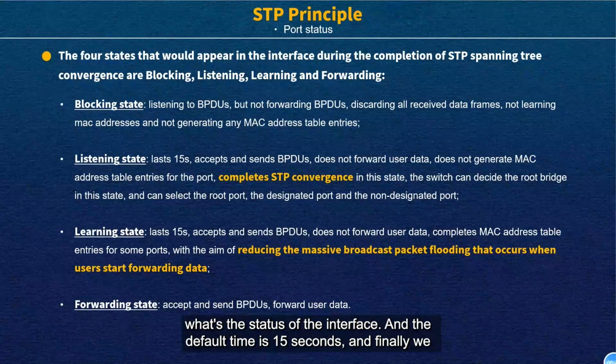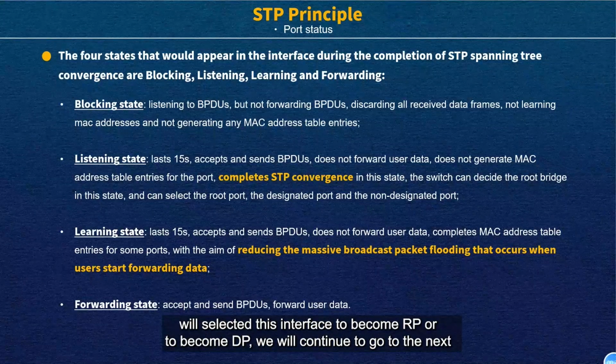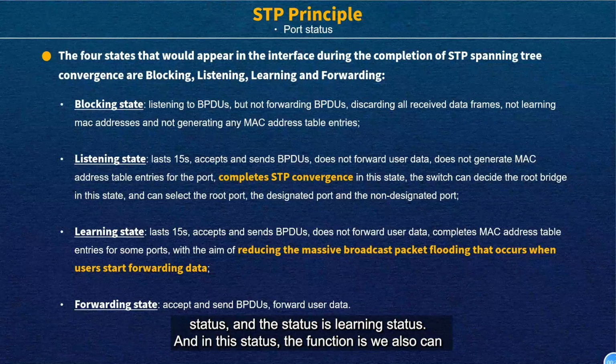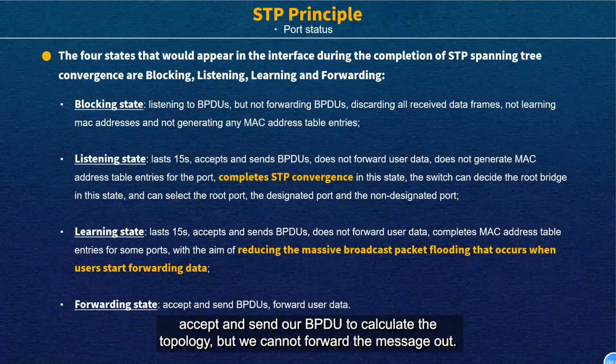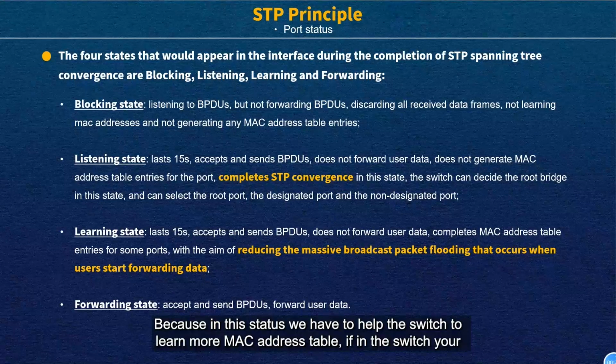If finally we select this interface to become RP or DP, we will continue to the next state, which is the learning state. In this state, we can also accept and send out the BPDU to calculate the topology, but we cannot forward the message out. Because in this state, we have to help the switch learn more MAC address table entries.